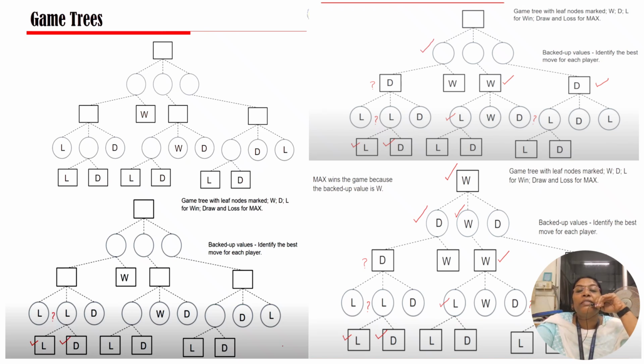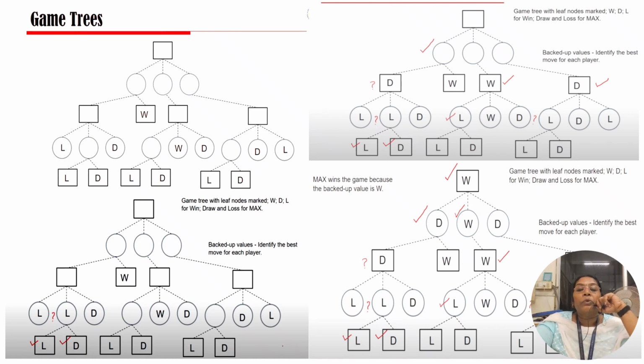Now it goes on for L, L, D. Out of this L, L, D, it has to give a value to the next maximizer. The maximizer has to select the maximum value out of this L, L, D. L stands for -1 and D stands for 0, so D would be the maximum. So D is going here. Once this is over, the next minimizer has to select depending upon what has been branched. So we go on to the next stage of this L and D.